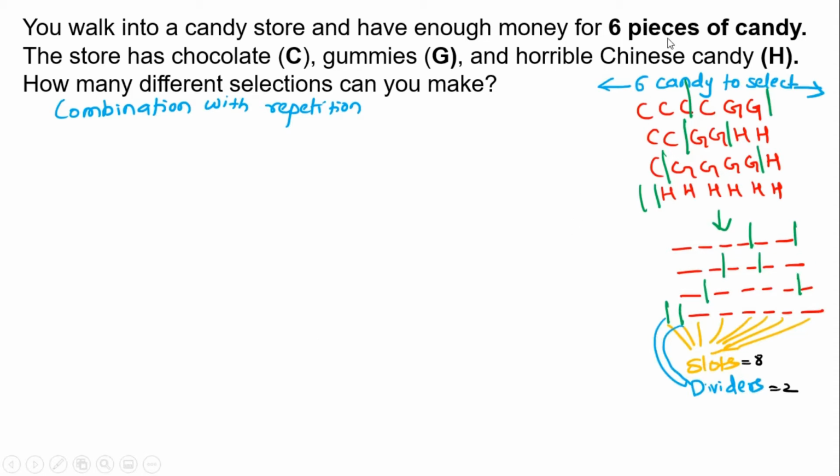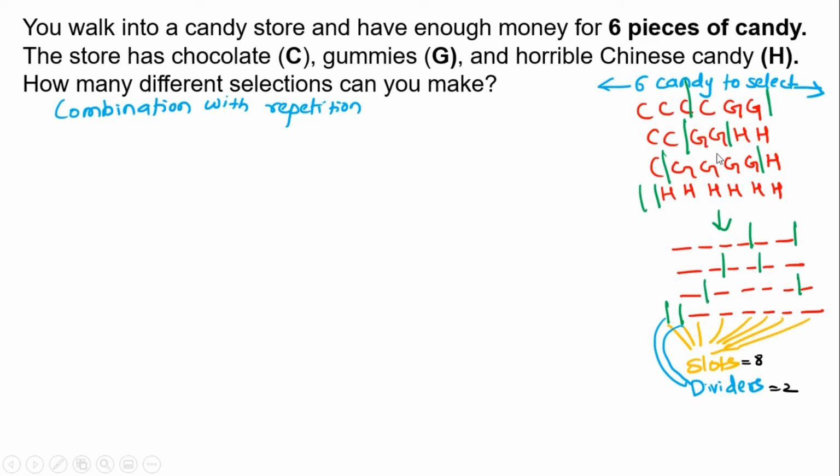Suppose you have 6 candies, you have to select 6 candy pieces from these 3 categories of candies. So one possibility is that I am selecting 4 chocolate candy and then 2 gummy candies. Now to make a separation among all of these 3 categories, I will need to keep my divider over here and here. Next, I am selecting 2 chocolate candy, 2 gummy candy and 2 horrible candy.